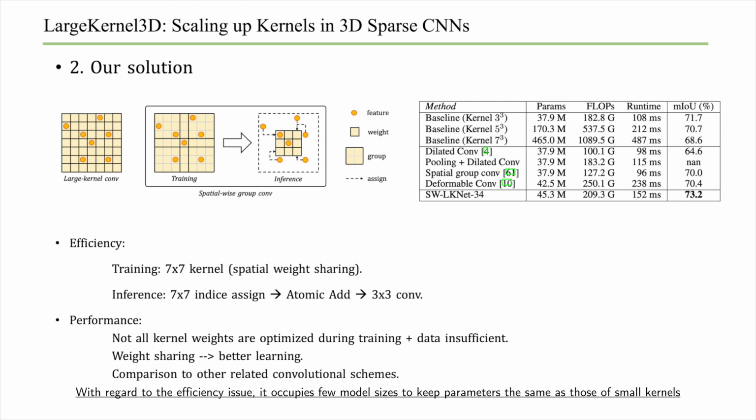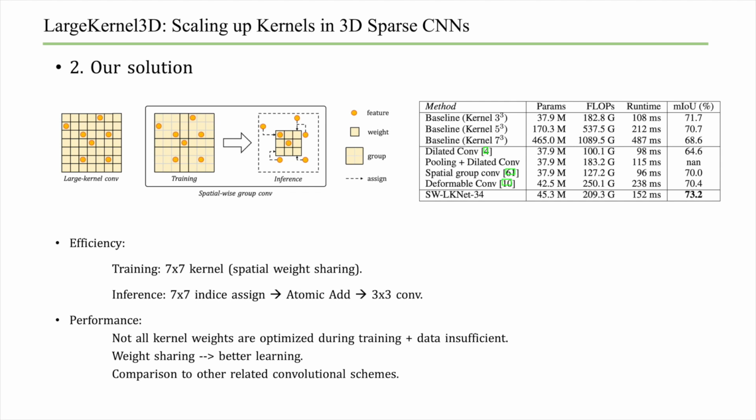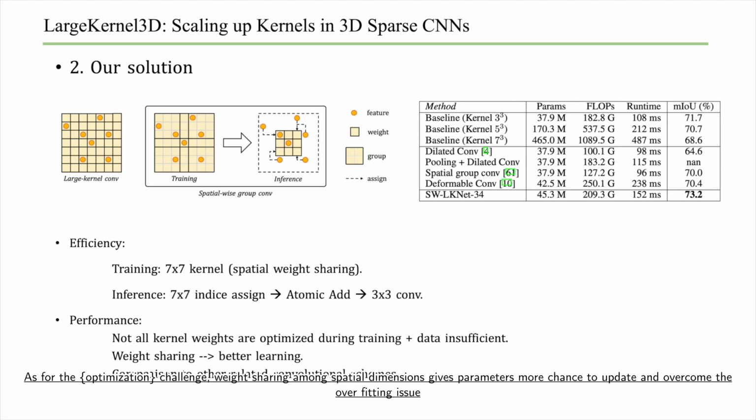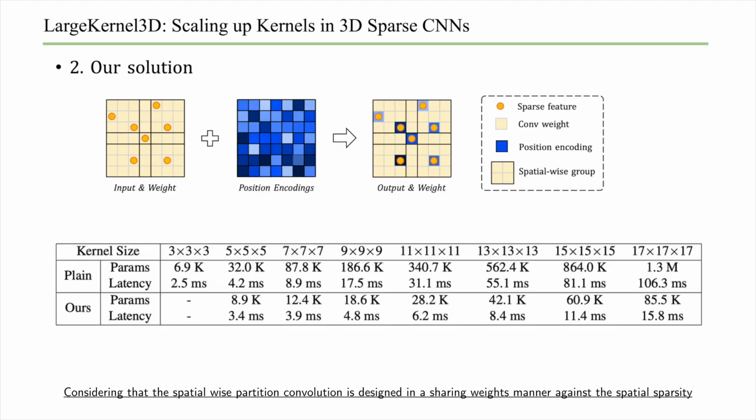With regard to the efficiency issue, it occupies little model size, keeping parameters the same as those of small kernels. Moreover, it takes less latency, compared with plain large kernel counterparts. As for the optimization challenge, weight sharing among spatial dimensions gives parameters more chance to update and overcomes the overfitting issue, considering that spatial-wise partition convolution is designed in a weight-sharing manner against the spatial sparsity.